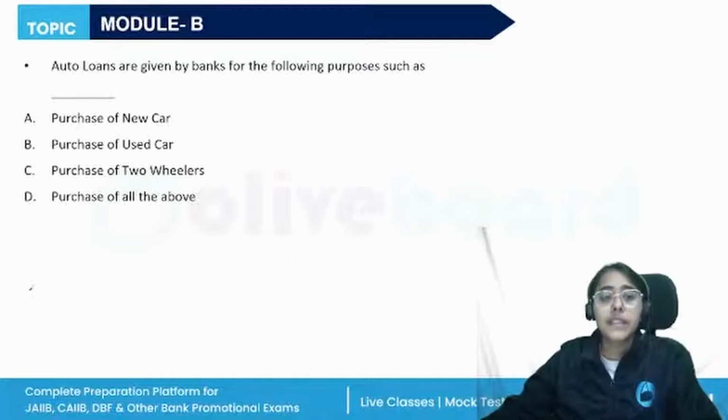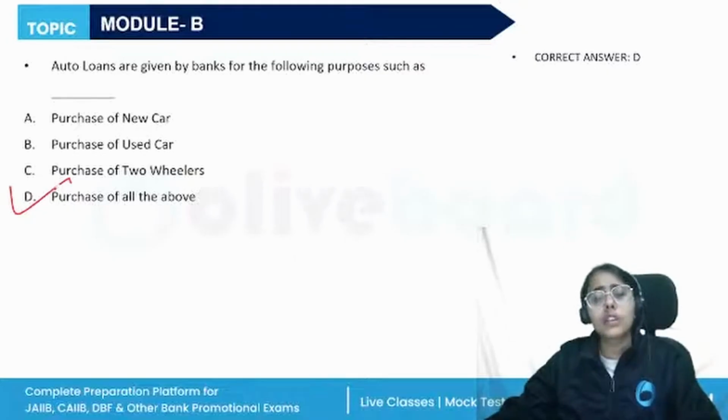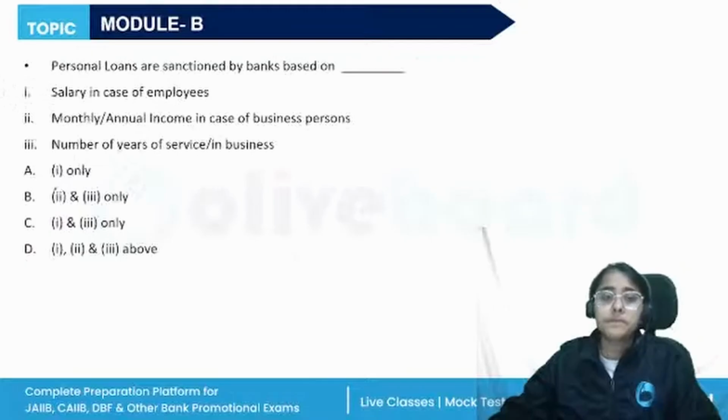provide loans. Auto loans are given by the banks for the purpose of purchasing a new car, purchase of a used car, purchase of two-wheelers, purchase of all of the above. So again, all of the above. But auto vehicle loans are more approached or more popular by the NBFCs, not by the banks.